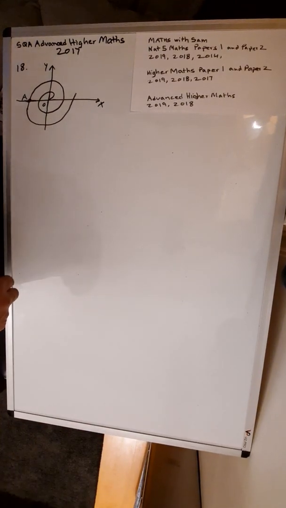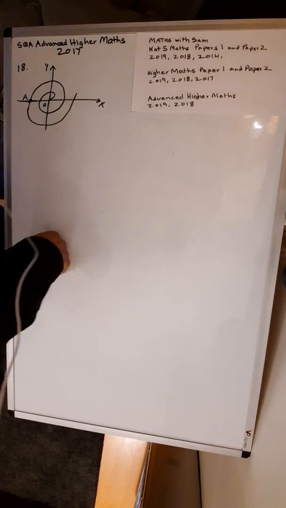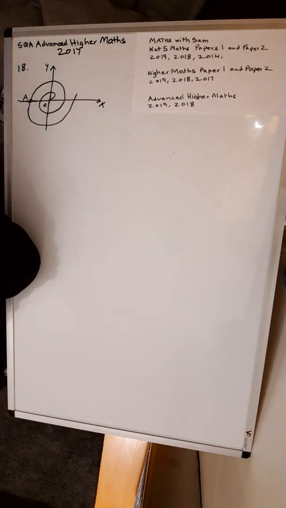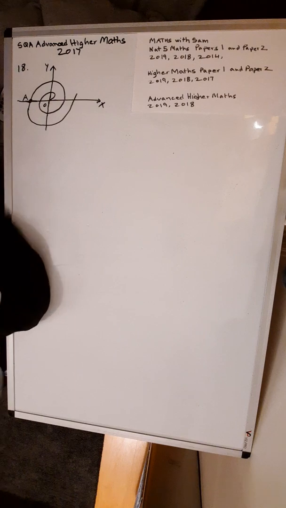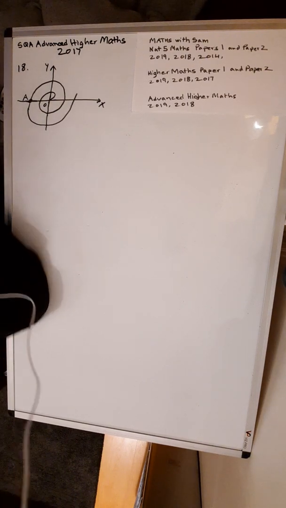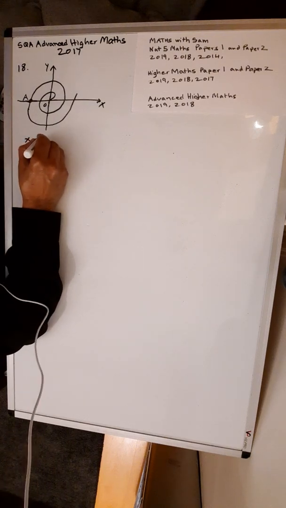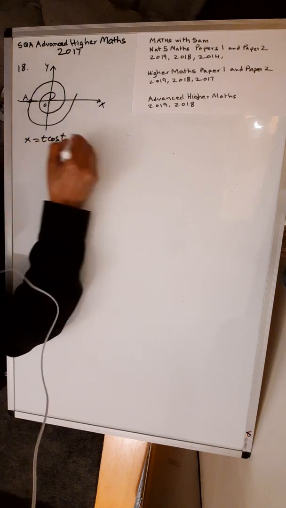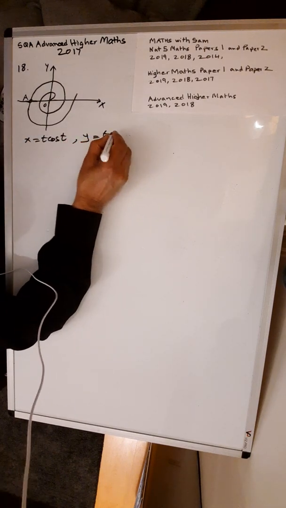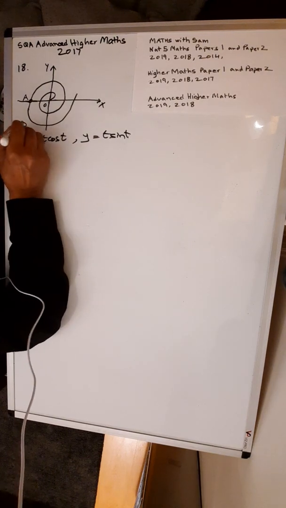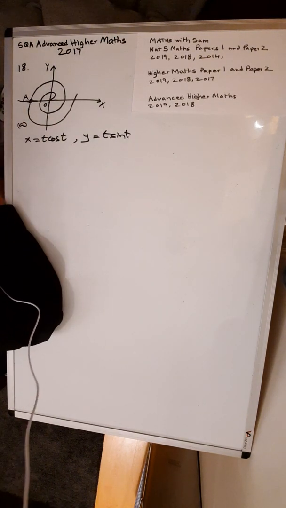SQA Advanced Higher Maths 2017, number 18, the last question of the 2017 Advanced Higher Maths paper. The position of a particle at time t is given by the parametric equations x equals t cos t and y equals t sin t. This is for part A. Find an expression for the instantaneous speed of the particle.